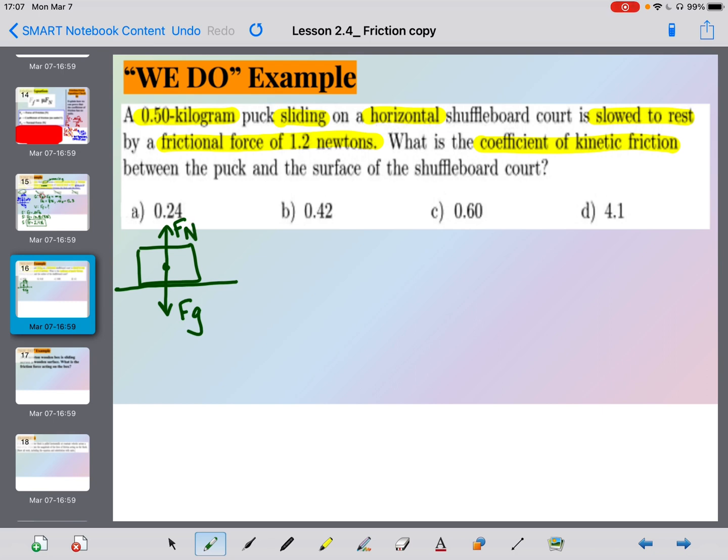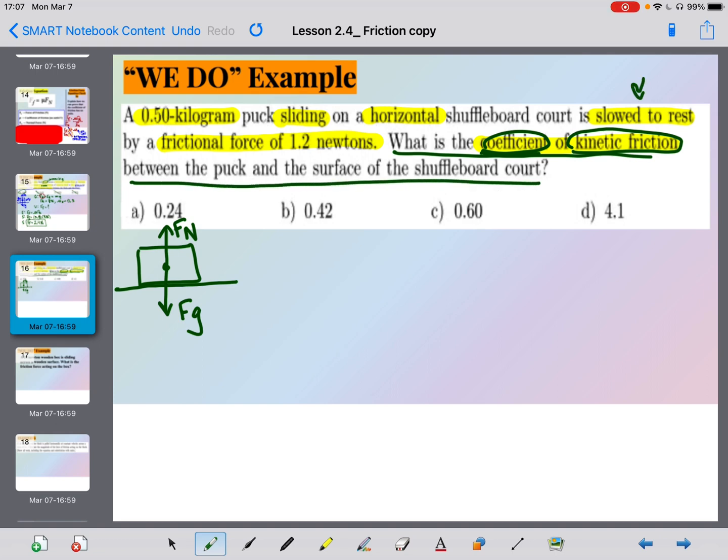They want us to find the coefficient of kinetic friction, okay? So that's pretty important. That means that my object is still moving, which means that this "slowed to rest" is kind of there just to trick you, because we don't want static information. We want the kinetic information, okay? So because it is slowing down, that means my force of friction is going to be way bigger than my force applied, because friction just slows down an object. It does not speed it up. So if I was speeding up, then my force applied would be a lot bigger than my frictional force.